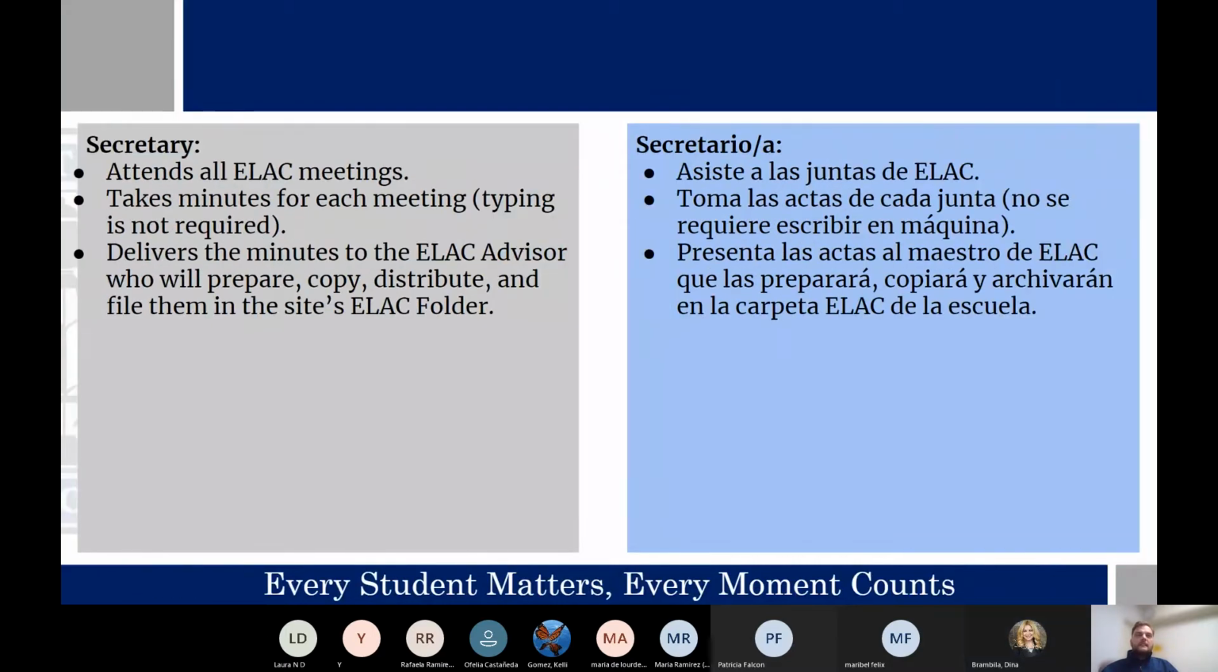The secretary attends the ELAC meetings, all of them if possible, but it's okay if they cannot. They take minutes for the meeting. The one job they will be required to do is to review the minutes. They'll be sent the minutes from me personally, and then they'll review to make sure that they are correct. And then they will ensure that it gets placed with me in the folder so we can prove that we had the meeting.